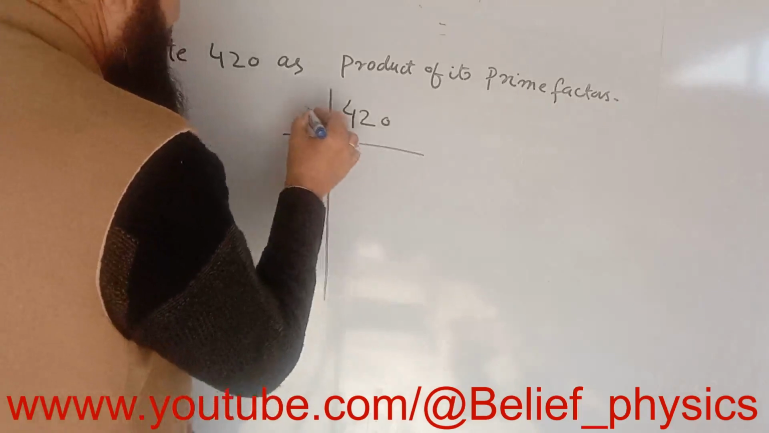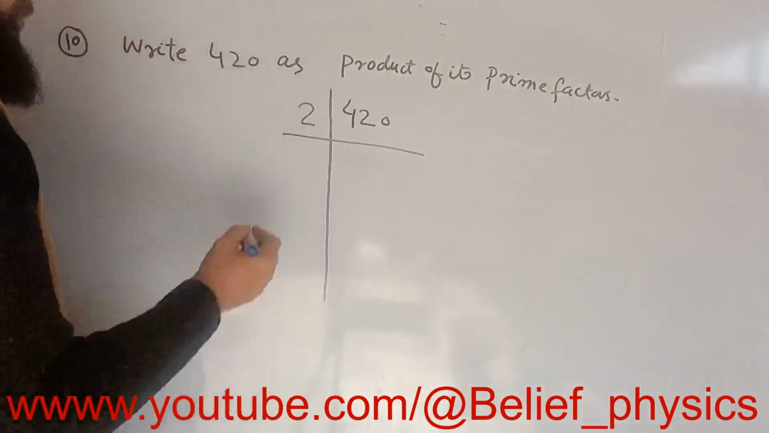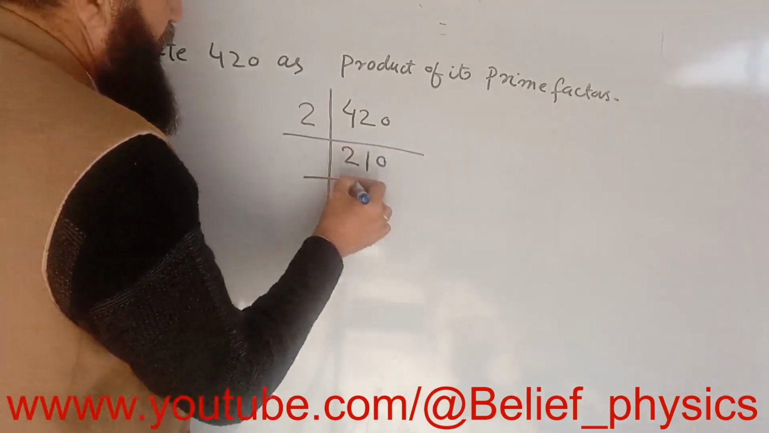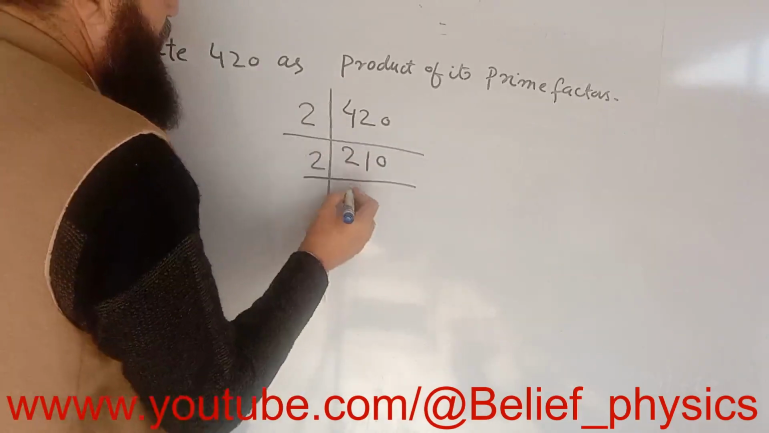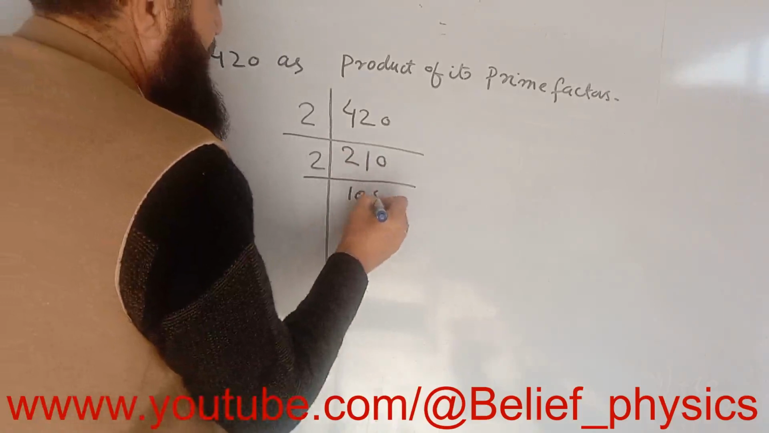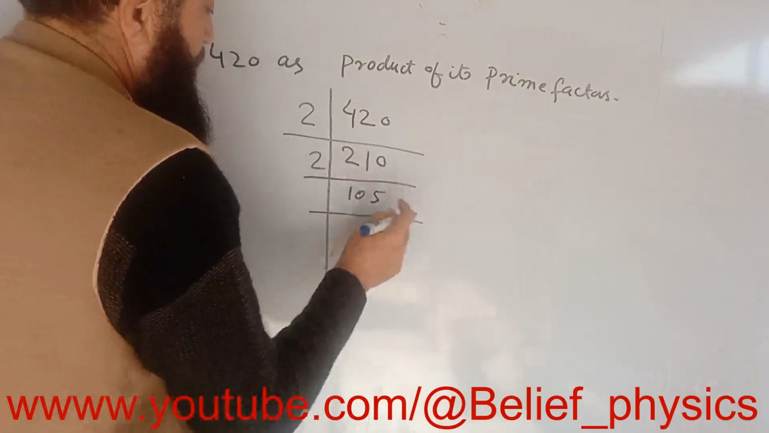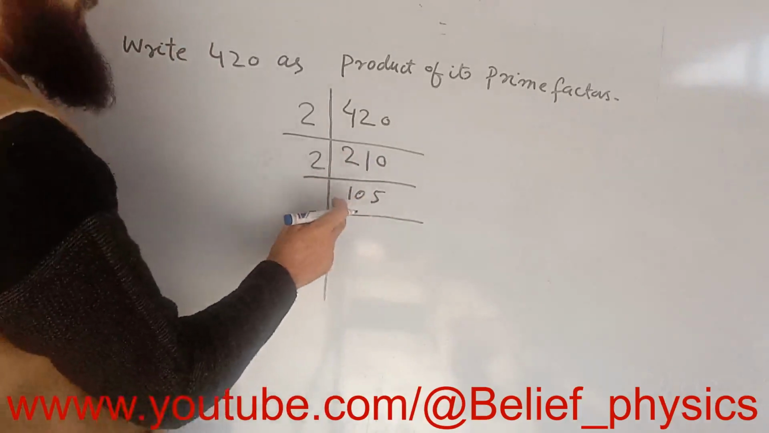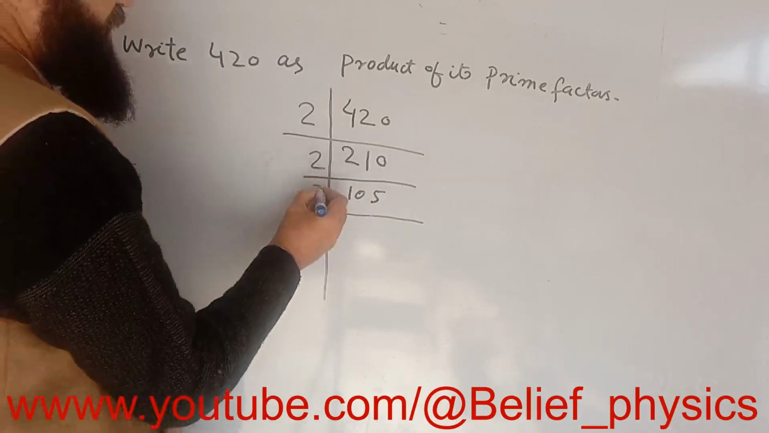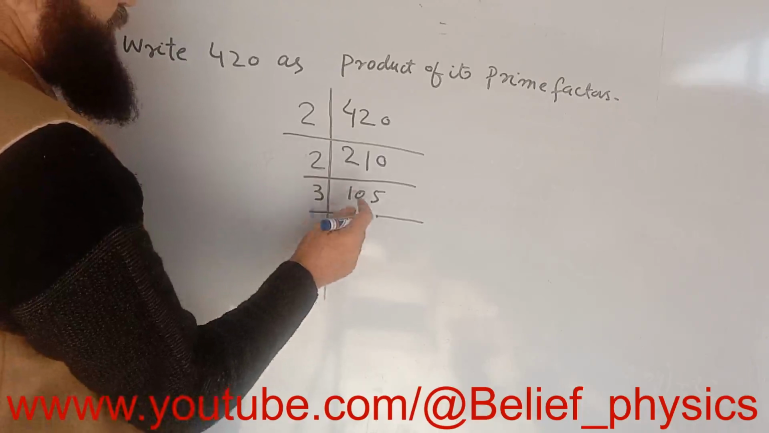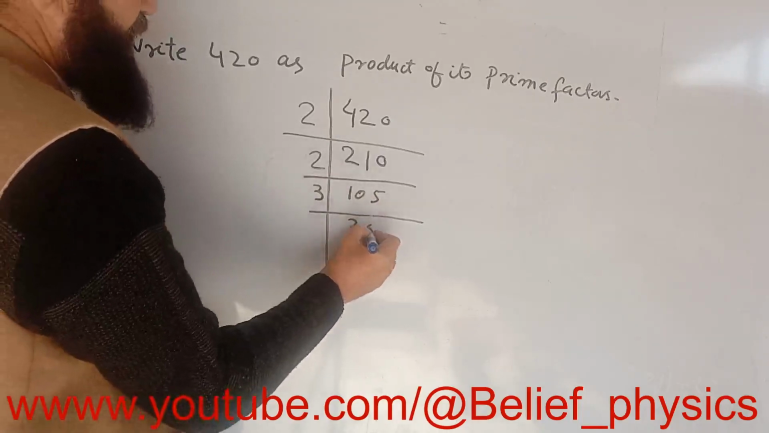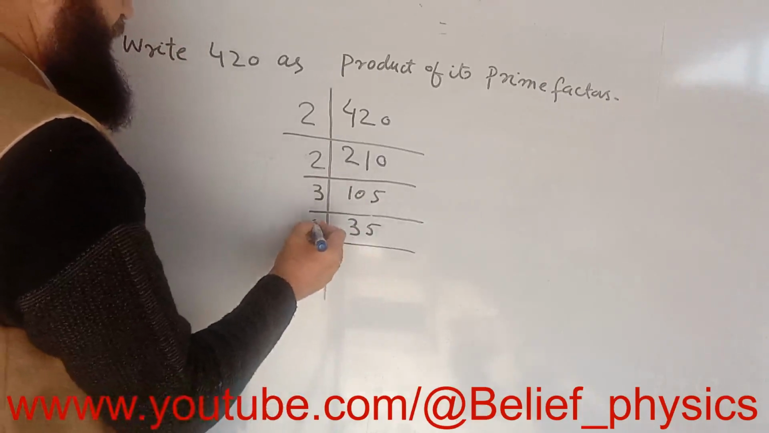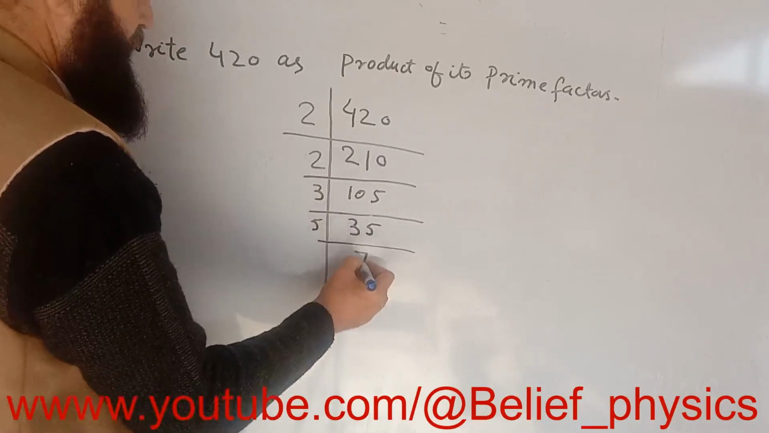2 is a prime number, so we divide by 2. 2 2s are 4, 2 1s are 2, 0 is 0. Then 2 1 0 5. Then 5 is not divisible by 2, but it is divisible by 3. 5 plus 1 is 6, so it will be divisible by 3. 3 3s are 9, 1 carry 15, 3 5s are 15. 35 has only 2 factors, 5 and 7.